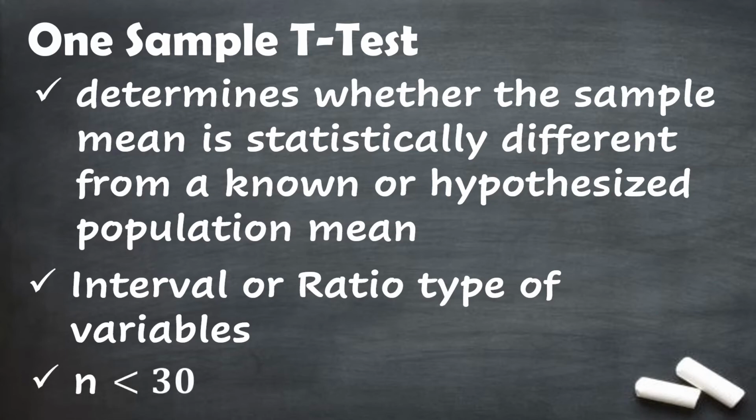So for one sample t-test, the number of samples should be less than 30. This is the difference between one sample z-test and one sample t-test. For one sample z-test, we should have a number of samples that is greater than or equal to 30. But for one sample t-test, your number of samples should be less than 30.